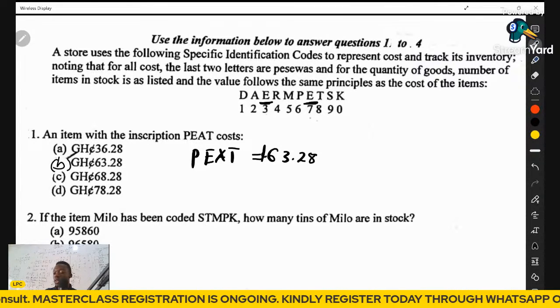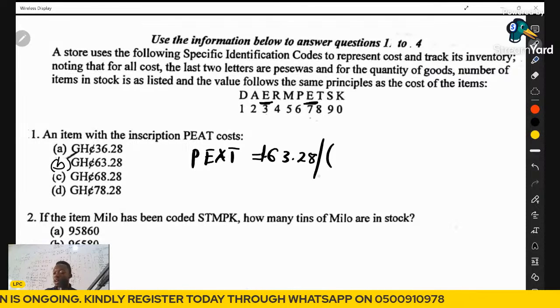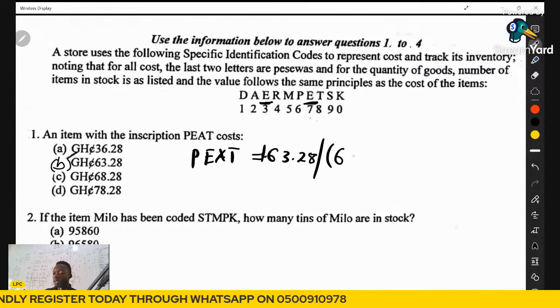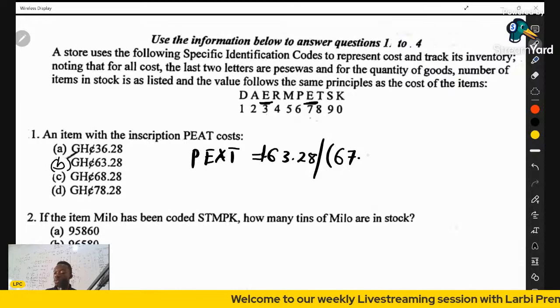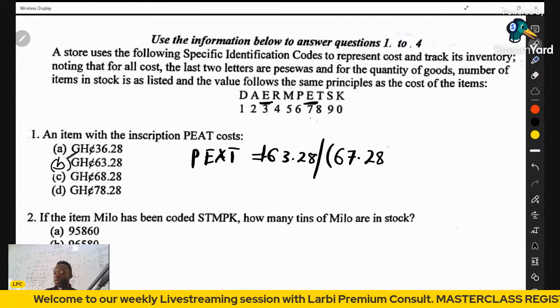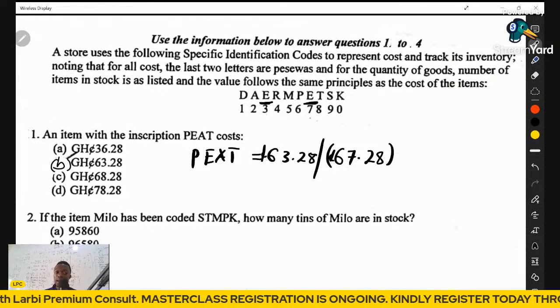All right, so let's go for the other E. So that one too, we have P to be what? 6. Okay. We have that E here, which is what? 7. So that should be 7 point. And we have A to be 2. And then we have that of T to be what? 8. So we are going to have 63.28 Ghana cedis or 67.28 Ghana cedis.